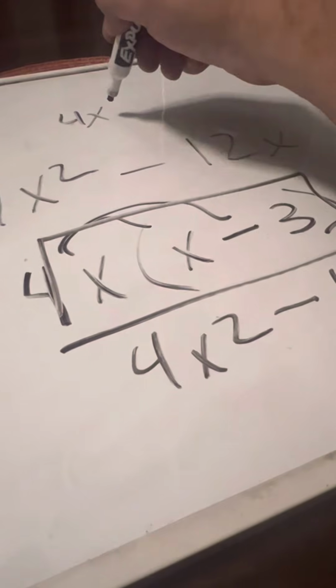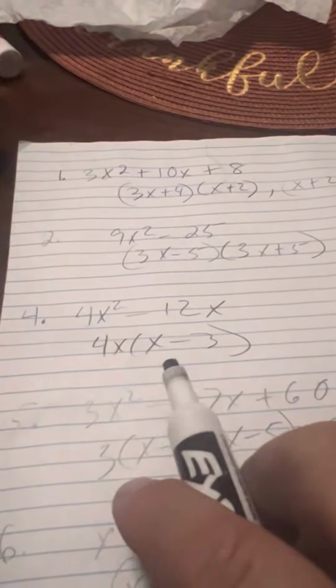4x times x minus 3. That is the answer. 4x, x minus 3. And let's go to number 4, 4x, x minus 3. Okay, we did it. Okay, and let's just do 2 more really fast.